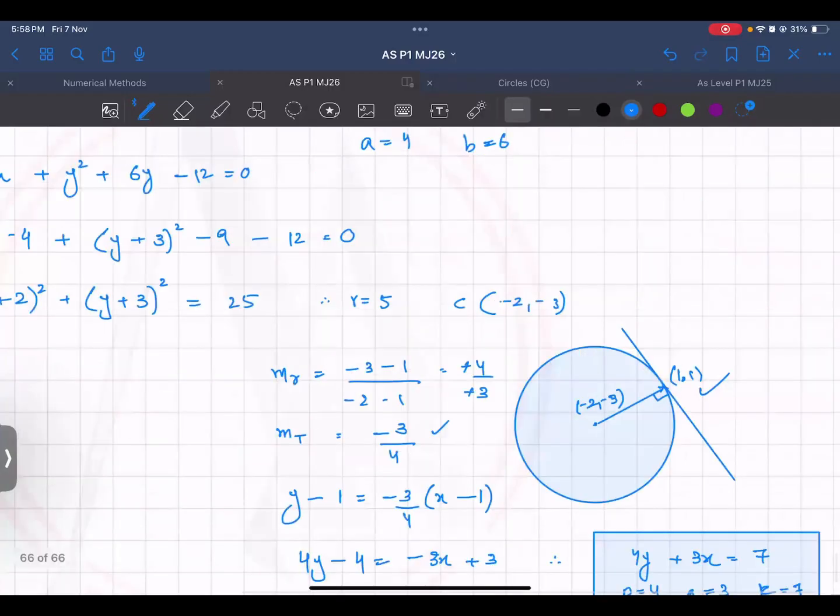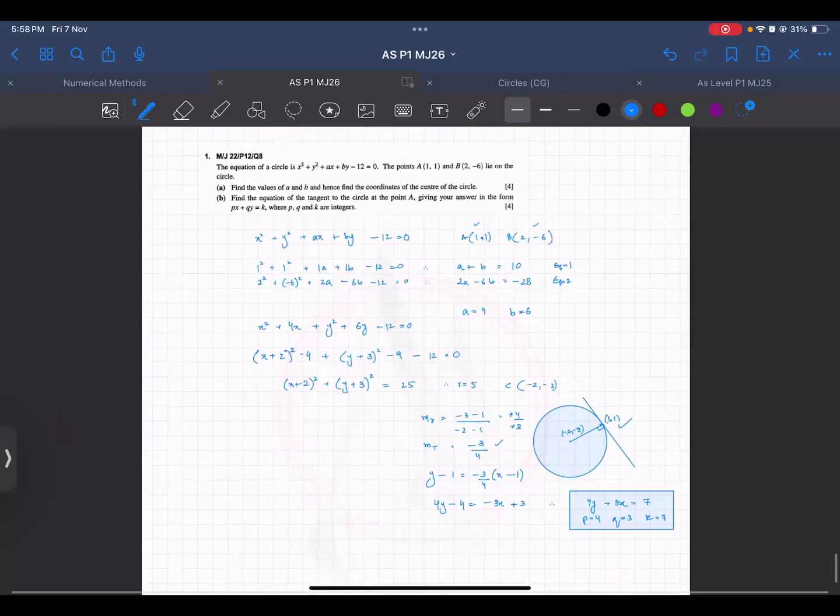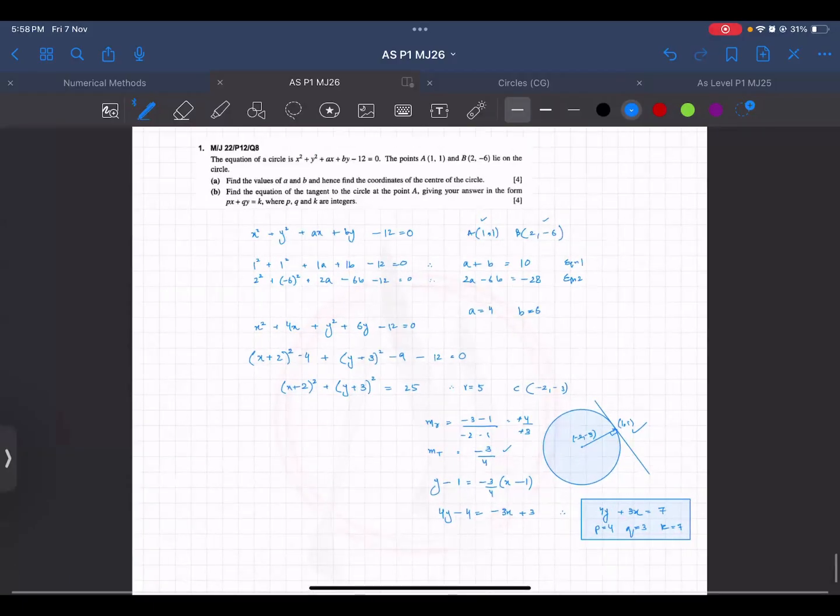Okay? Any questions, anyone? Abhiyan, Munib, do you get it? Yes, sir.